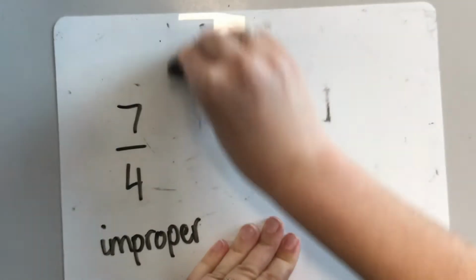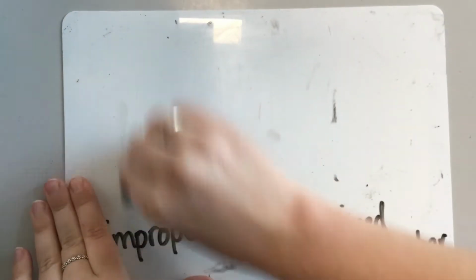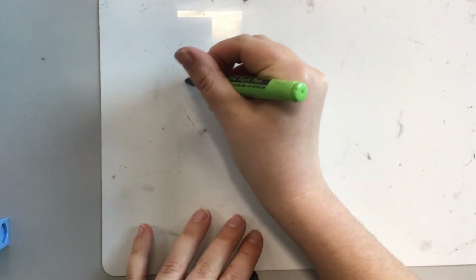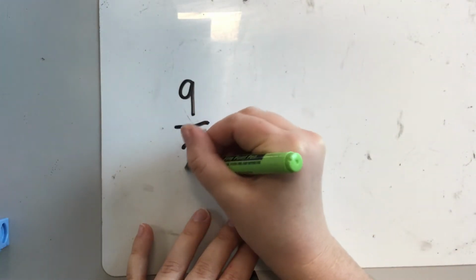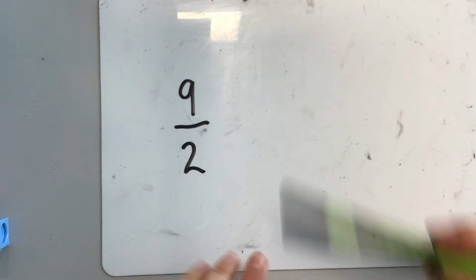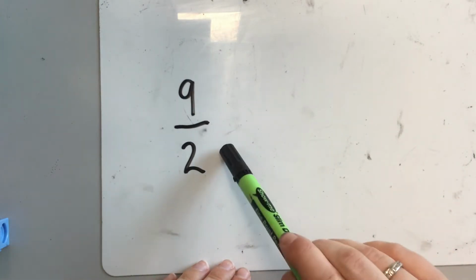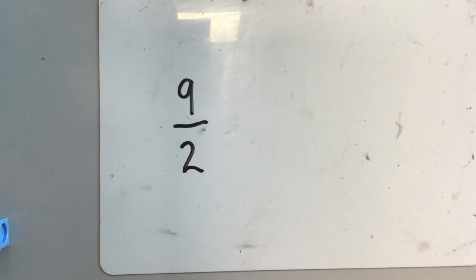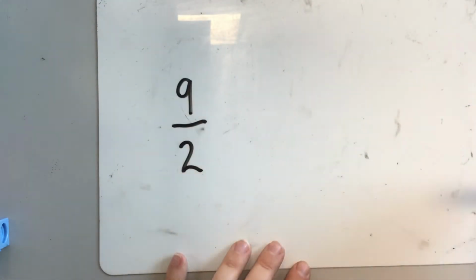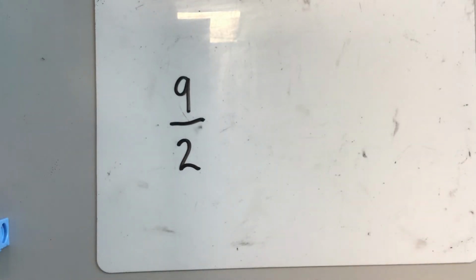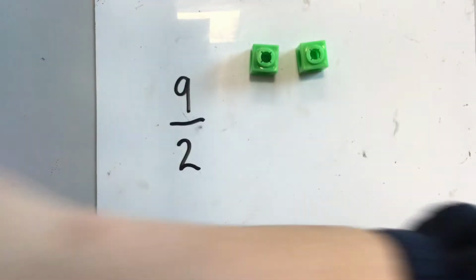Right, new example for you. What about 9 halves? 9 halves, and we know that's halves because there's 2 on the bottom. If you split anything into 2, you have halved it, haven't you? So I've got 9 halves here. Let's get more multi-link cubes. So I've got 9 halves. So I've got 9 parts.